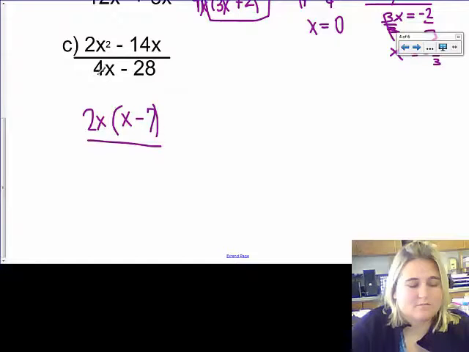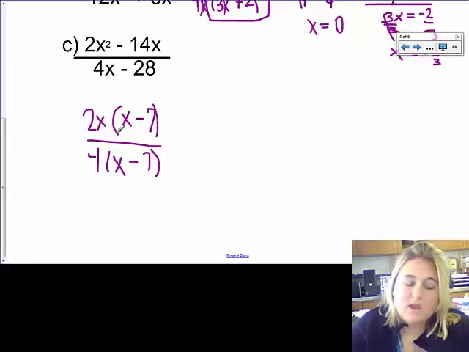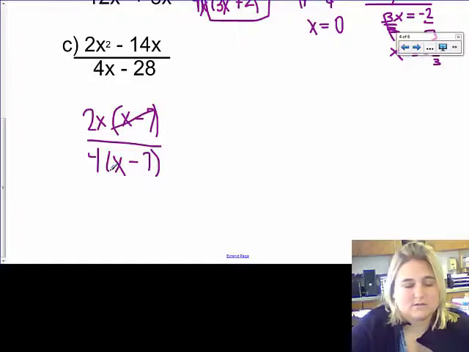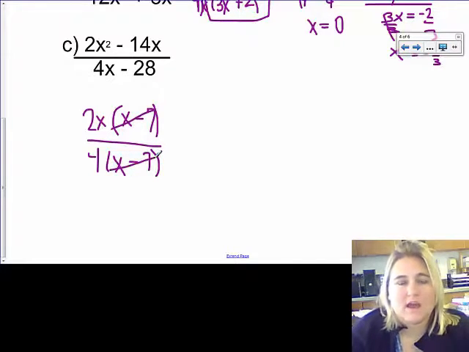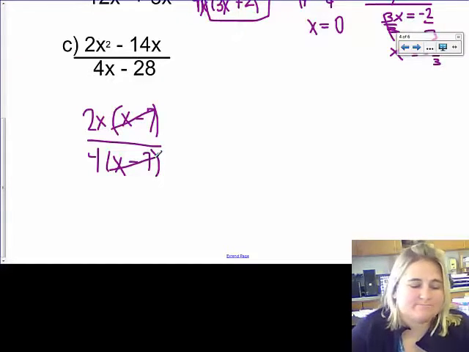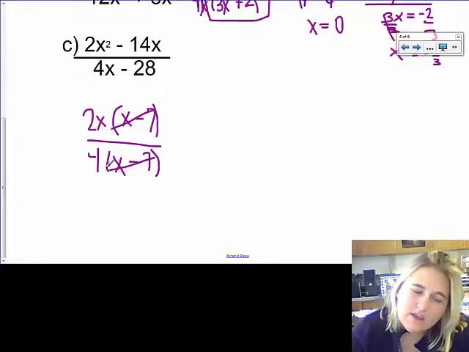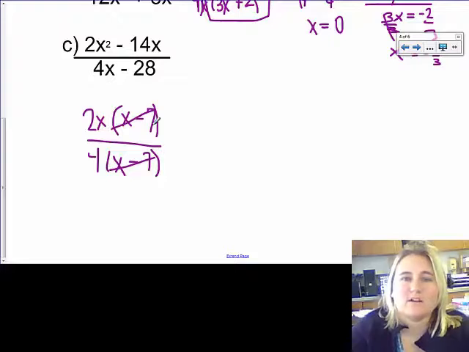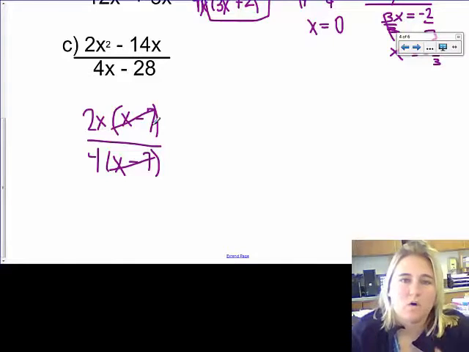On this one, I can factor out a 4, and I'm left with 4x divided by 4 leaves me with just x, minus 28 divided by 4 leaves me with 7. Now in this case, I can cancel these quantities, okay, and I can only do that if it's the entire quantity and it's being multiplied. If it was 4x minus 7 and x minus 7 on top, I can't cancel that because the 4 is being multiplied by the x, okay? It has to be the whole quantity that's being canceled.